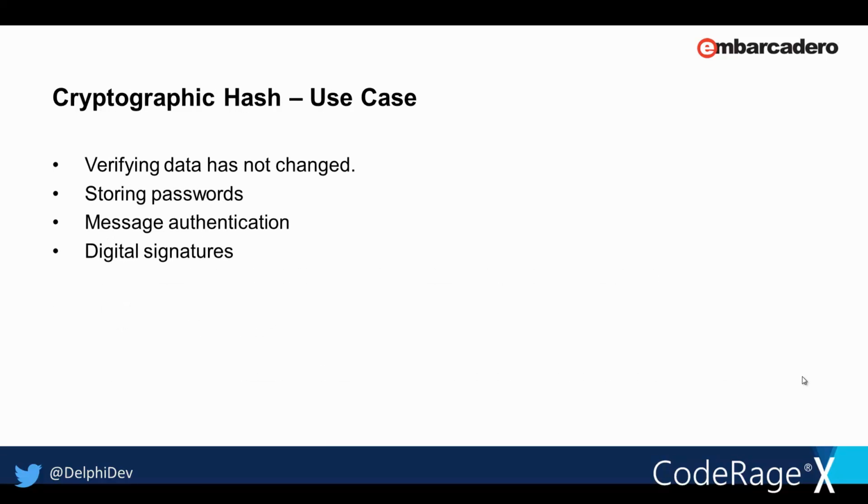Let's talk a little bit about some use cases when you use a cryptographic hash. The easiest use case is verifying that data such as a file or message has not changed. For years, people have seen hashes on files published to allow the receiver to verify the source of a given file was not changed in transmission. A few other examples are storing of passwords, message authentication, and digital signatures.